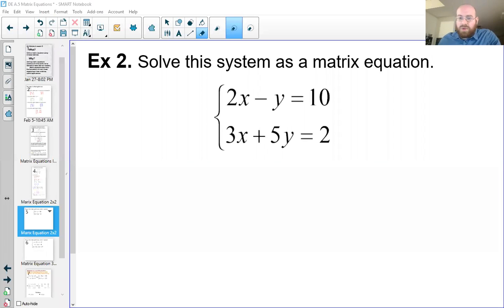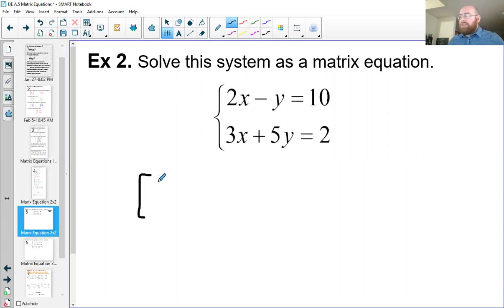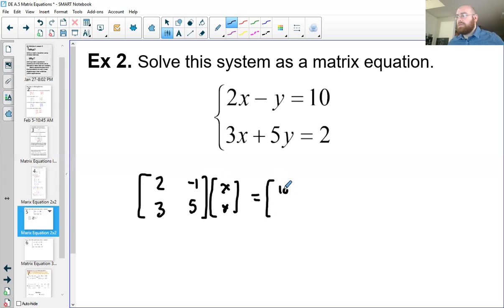We are back to do another example of solving a matrix equation. All right, so our example is the equation 2x minus y equals 10, and 3x plus 5y equals 2. Just as before, we're going to start by first writing this as a matrix equation. So we have our coefficient matrix 2, -1, 3, 5. And then we have our variable matrix, x, y. And finally, our solution matrix, 10, 2.